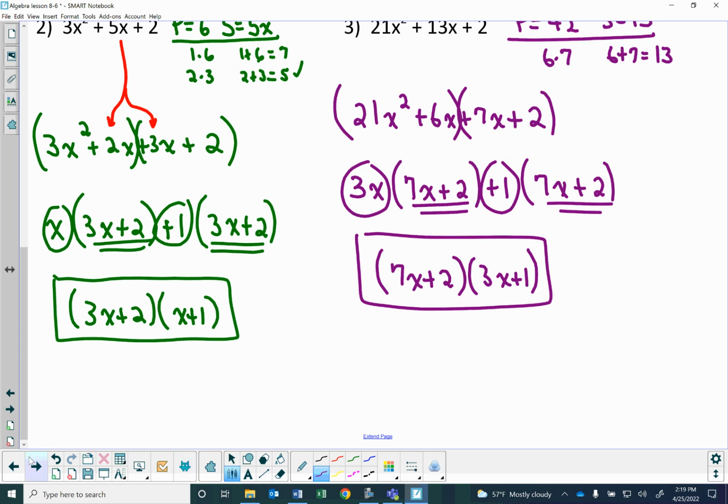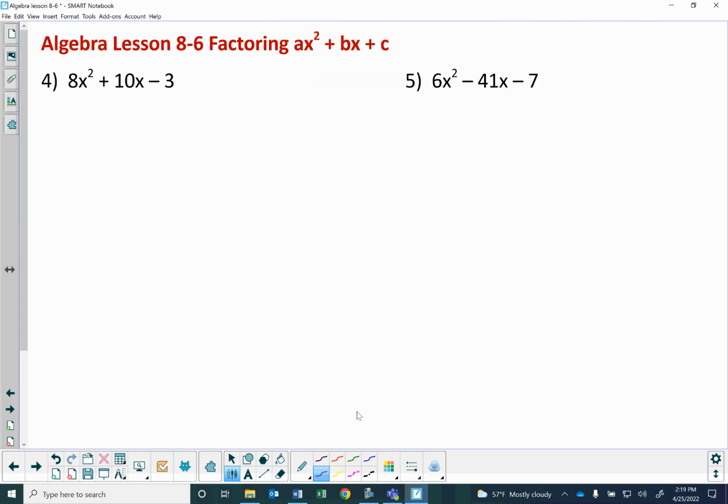Let's work out a few more problems, because this is new and it can be a little confusing, so I'm going to do a lot of examples here. If we look at 8x squared plus 10x minus 3, I need a product of 8 times negative 3, so I need a product of negative 24. I need a sum of positive 10. So the only way I'm going to get a product that's negative and a sum that's positive is one factor is negative, one factor is positive.